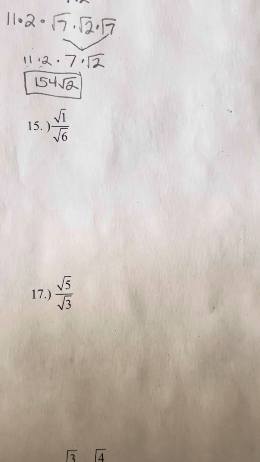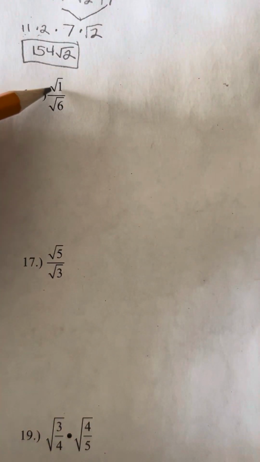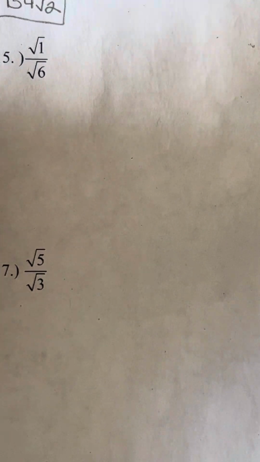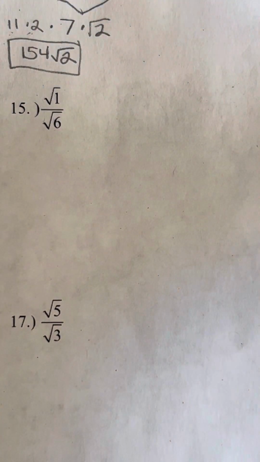Do what's called rationalizing the denominator. So as you can see, we have a square root on both the numerator and the denominator. So they're separated out, but you can't leave a denominator with a square root symbol. So what we do need to do is get rid of that.